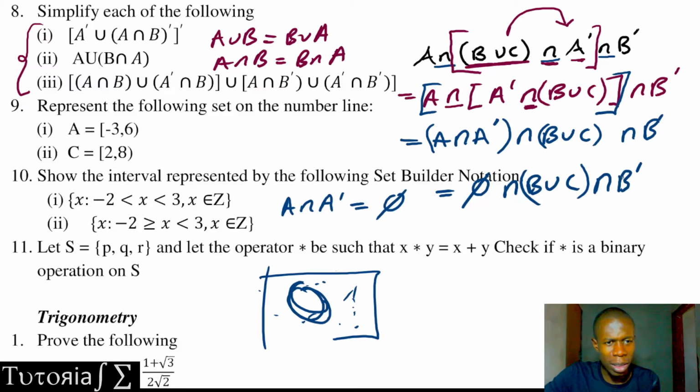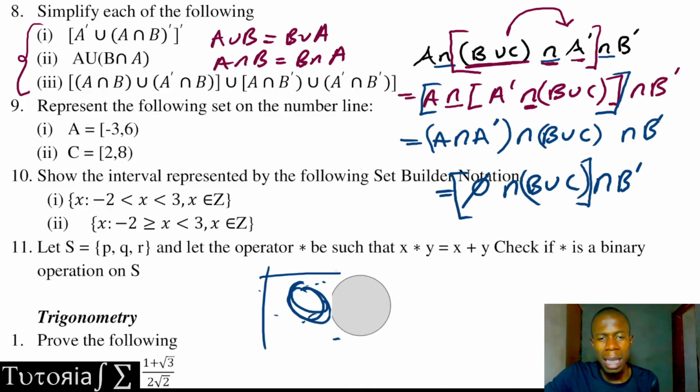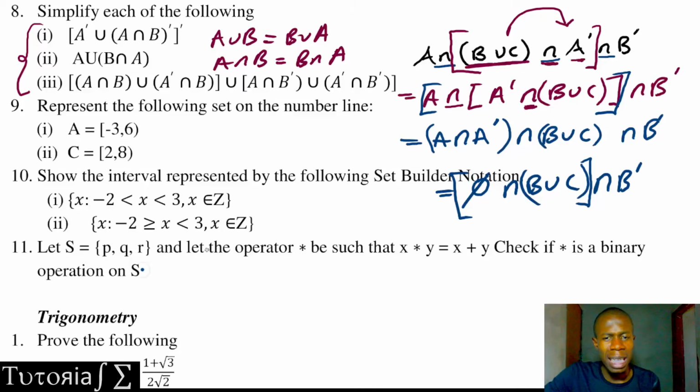intersection B complement. Okay. Then for this part, again, we can do the association. So we can start with this one. Empty set intersection B union C. Well, we know that every set has an empty set as its subset. So basically, empty set and any set, they will have in common an empty set. So this will give us empty set intersection B complement.